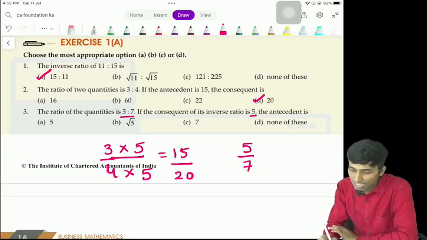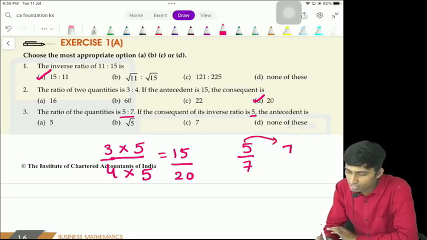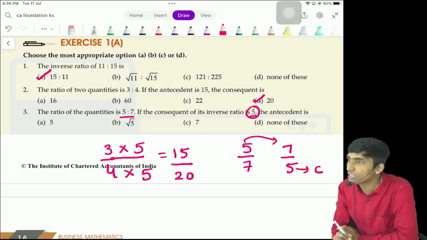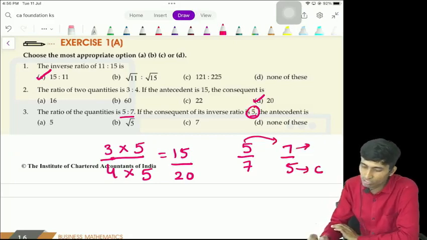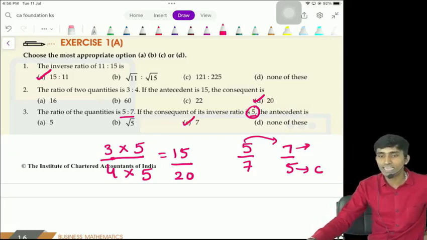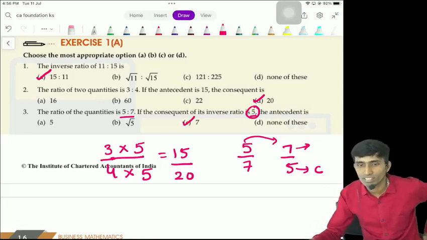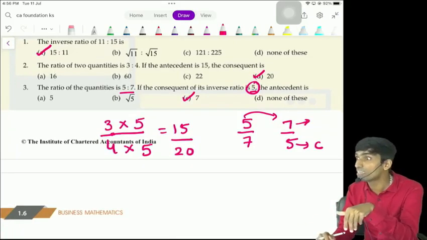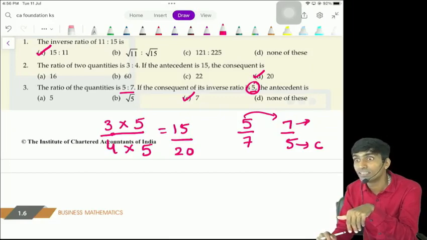It's simple. The inverse ratio of this is what? 7 by 5. So the consequent is 5. Consequent means denominator. So the antecedent is what? 7. The option is C. Easy? There is nothing to write in all these things.